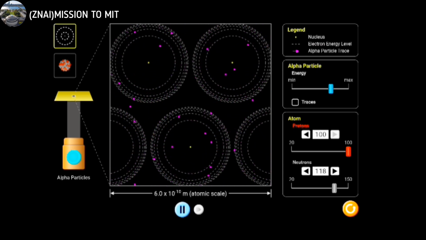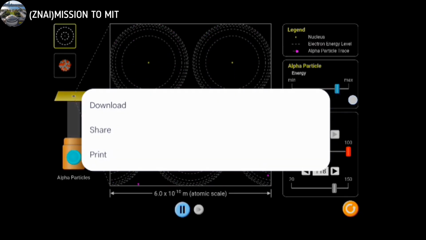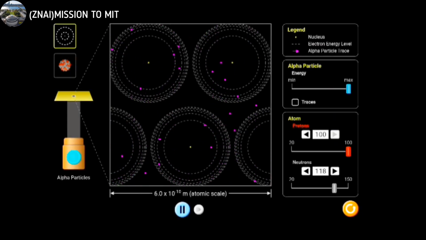Now if we increase the energy, what is the impact? If we increase the energy to the maximum, you can see that the number of deflections decreases. The rate of deflection is maximum when we decrease the energy. From that we can say that the number of alpha particles deflected is inversely proportional to the square of the kinetic energy. Sorry, one correction: the number of alpha particles deflected is directly proportional to the square of the number of protons. Sorry, that was my mistake.